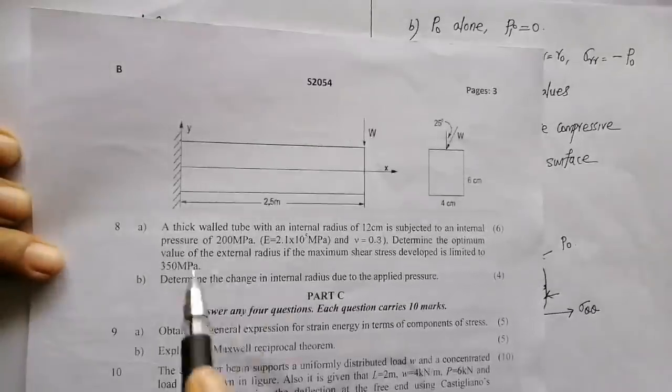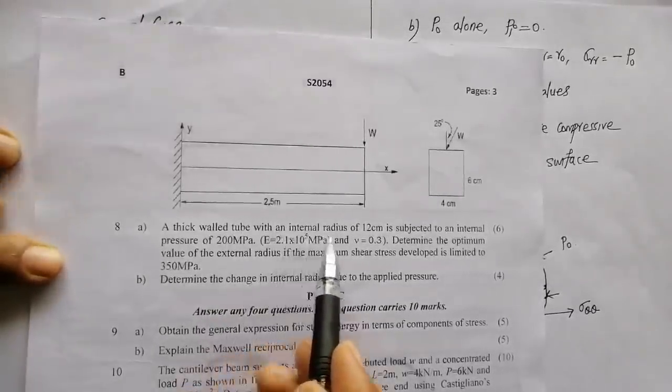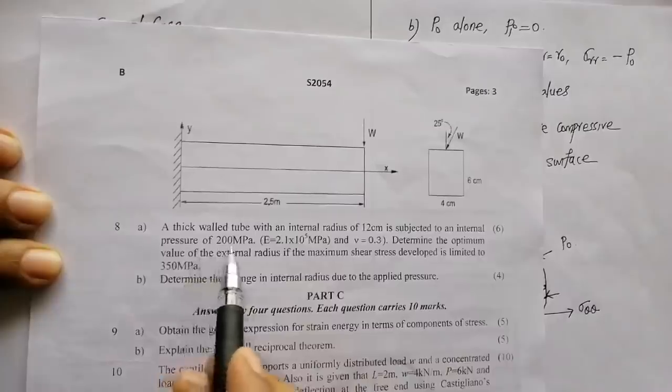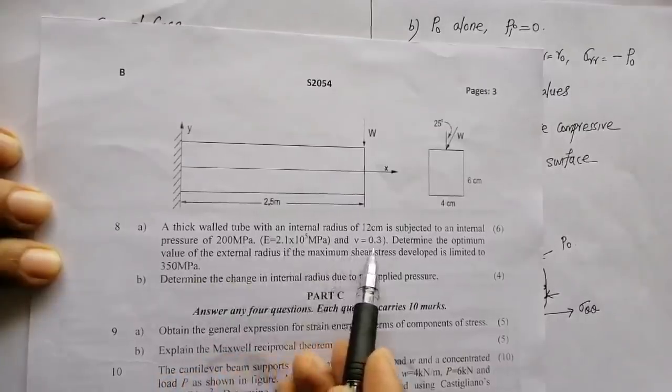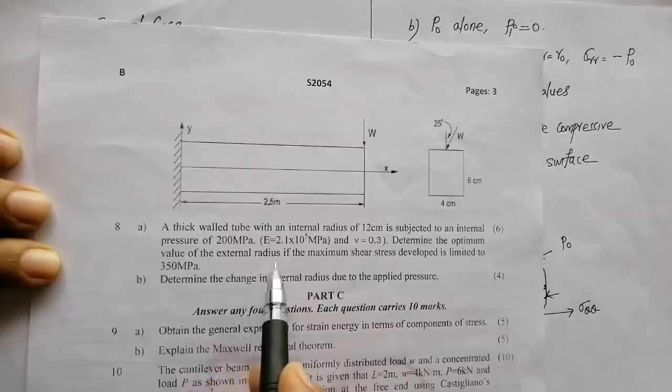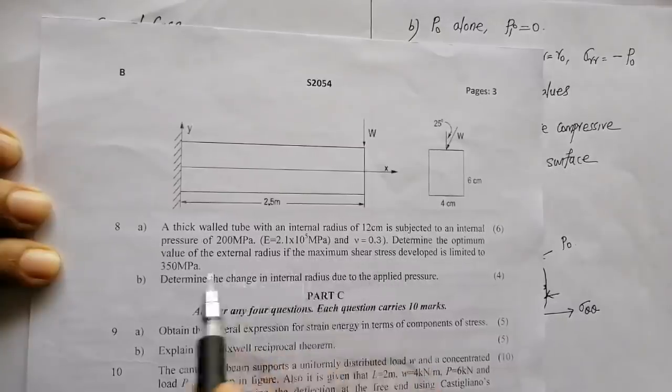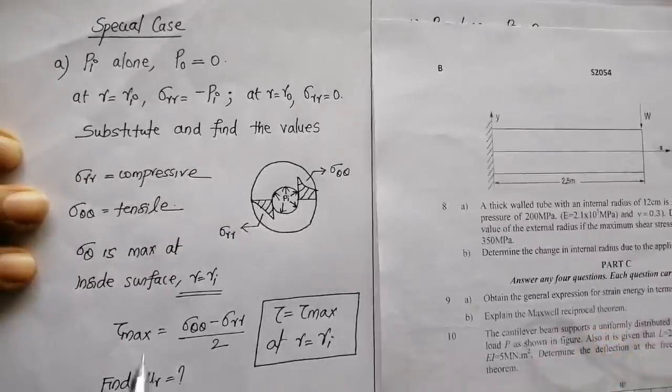Here a thick walled tube with an internal radius 12 centimeter is subjected to an internal pressure 200 megapascal. E and nu are given. Determine the optimum value of external radius if tau max is limited to 350 megapascal. So here, how do you get tau max? Tau max is given as 350 megapascal.